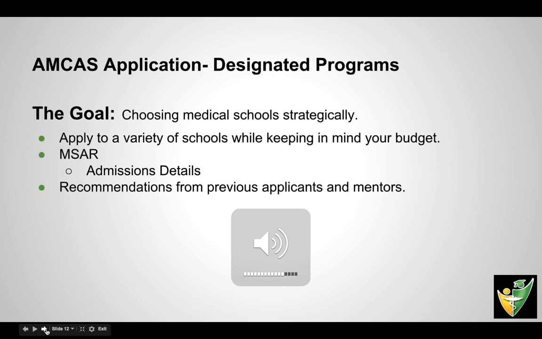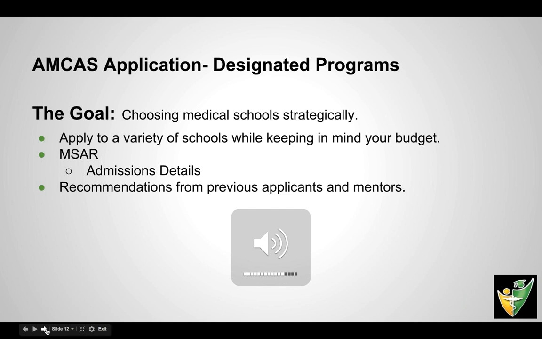Also include detailed instructions. If you want them to mail the letter, provide them with the address, or provide the link of where you want them to upload your letter. And last, provide them with an envelope or stamp if necessary. Remember, you want to make it as easy as possible for them to submit your letter. They are very busy and they could forget things, but it's important for you to remember that.